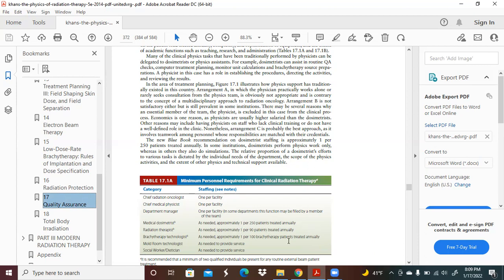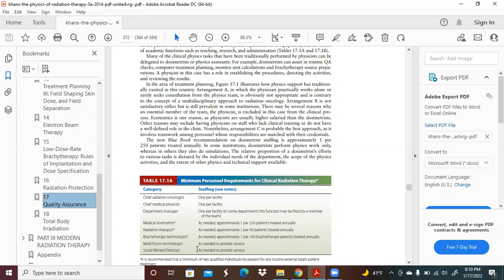Radiation therapist, you normally have about one per 90 patients treated annually. Again, I suspect that number may now be a little bit lower. Obviously, if you have brachytherapy, depending, I'm not exactly sure. The brachytherapy stuff hasn't really changed remarkably, I think, over the past 5 years. But I think since this has come out, it's probably a reasonable guideline, one per 100 brachytherapy patients.